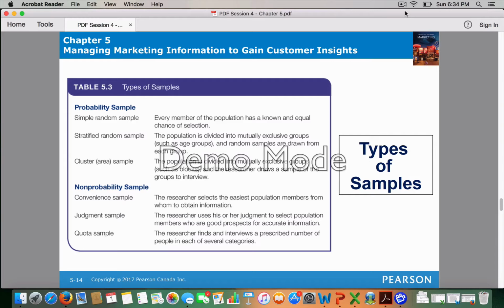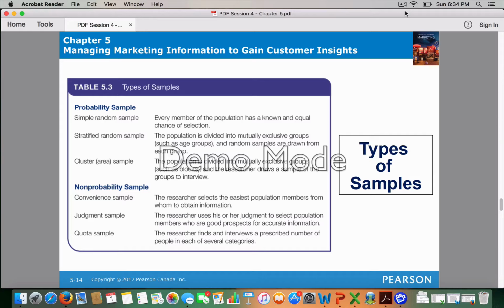And you can use a quota sample. So the researcher may find and interview a prescribed number of people in each of several categories. So you may say, well, I want at least 50% female and 50% male. So I deliberately go out and seek people to fit those kind of criteria.